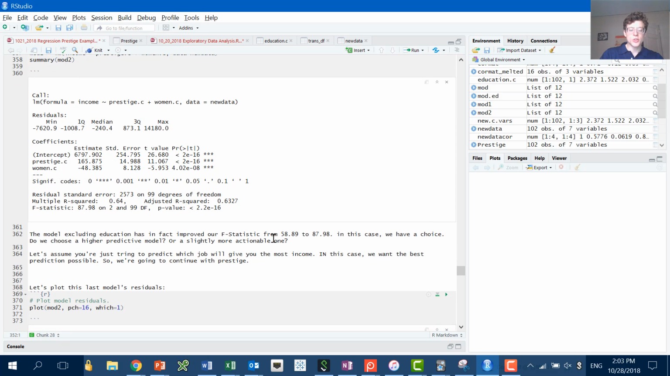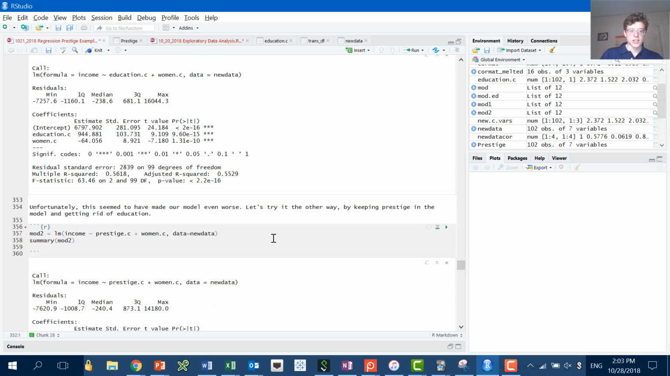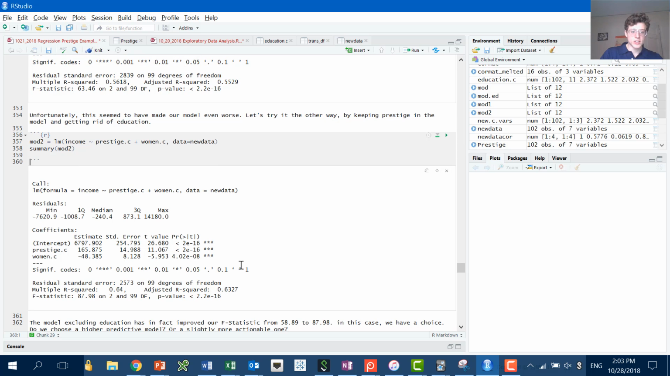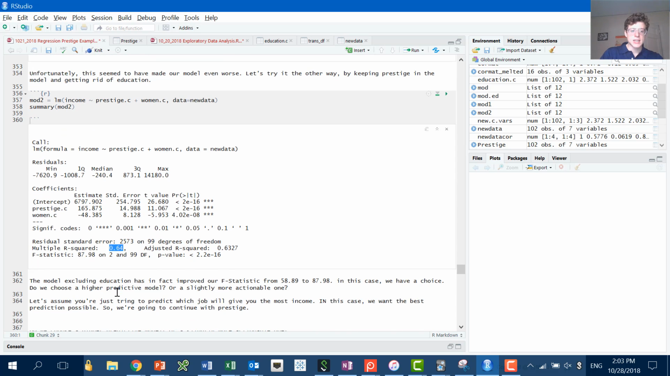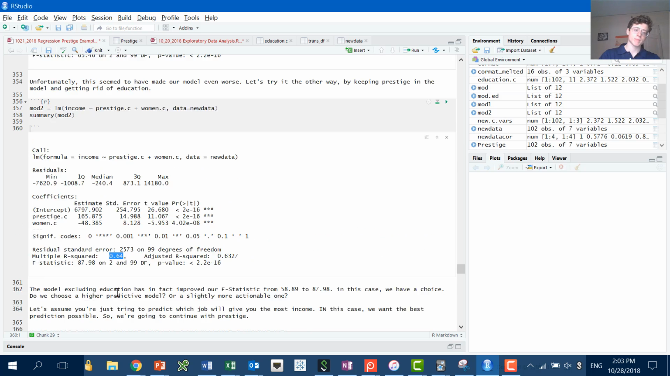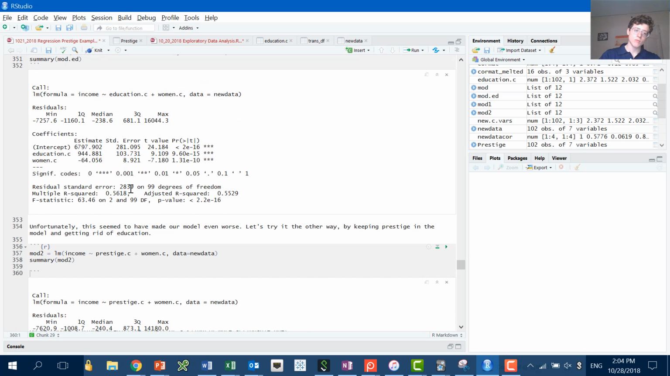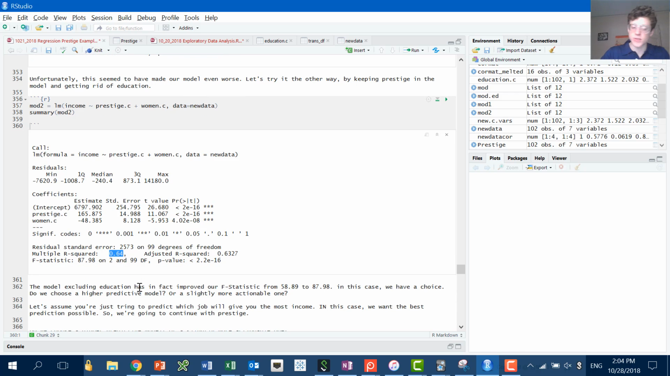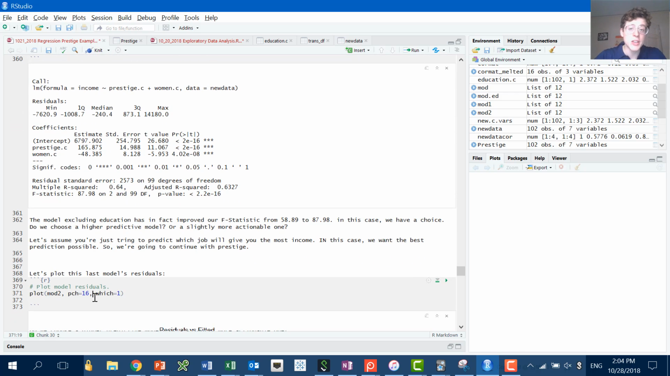Do we want to use, and let's actually go back here. Let's actually try it for prestige. Yep, we have a 0.64. So we have a choice right here, and this is actually a really common choice that you will have to face: do I want a model that is slightly more interpretable or actionable with education, or do I want a model that is more predictively accurate, in which case I would add prestige. So even though linear regression is one of the most interpretable, we still have to make that choice.